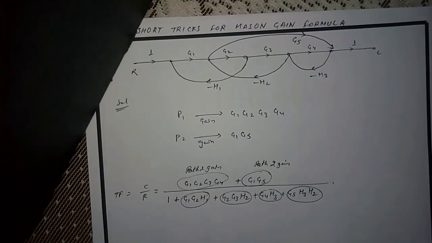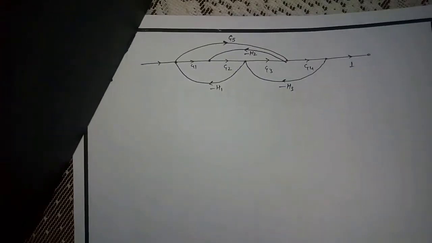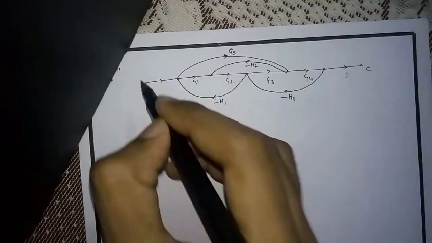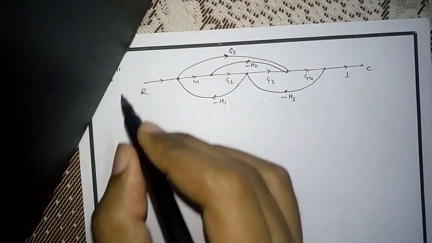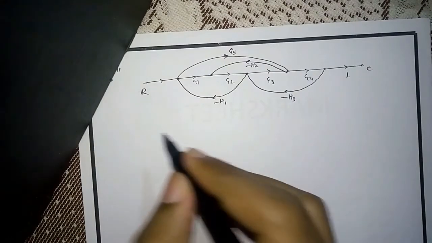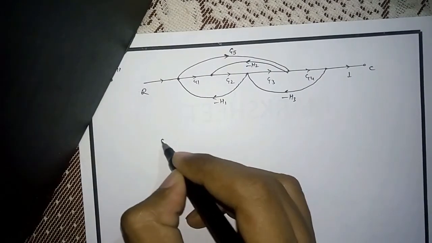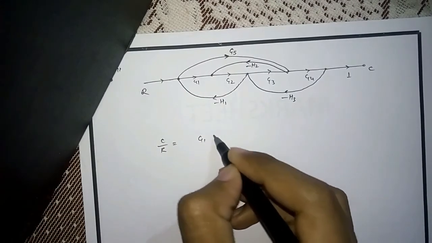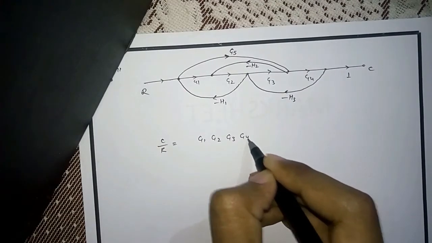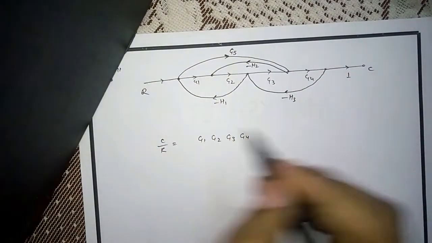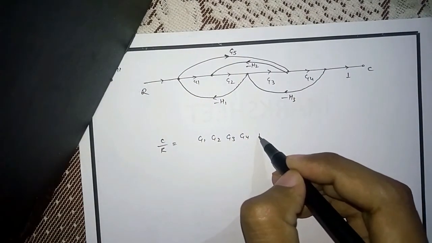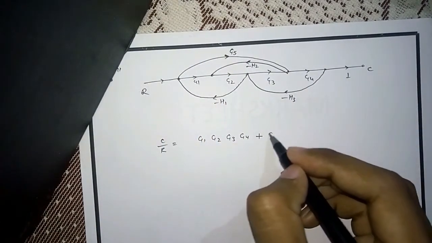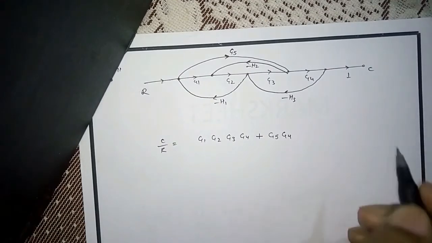So guys, taking another question here. Okay, so this is C, this is R. Again we have to do the same thing here also, guys. Path 1 gain, C by R. Now I'm writing directly G1, G2, G3, G4. This is again plus G5, G4.